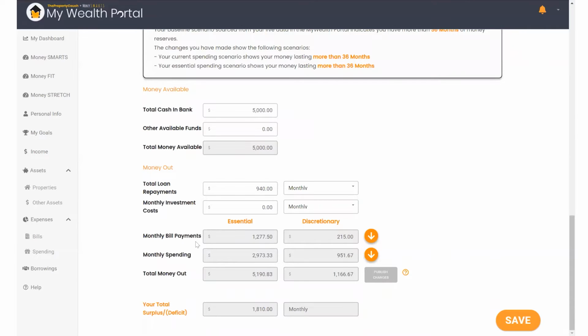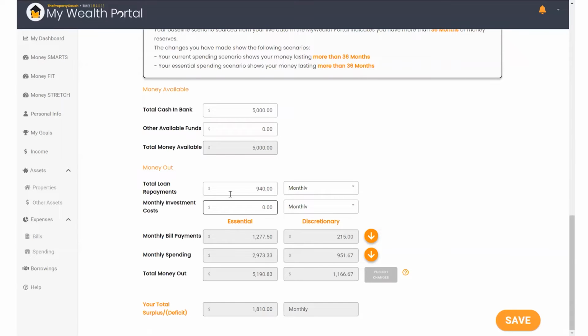And then we can see their bill payments, which are essential and discretionary. And we can also see their monthly spending, which is also broken down in essential and discretionary. And we've got some navigation bars here that I'm going to talk to you about shortly.